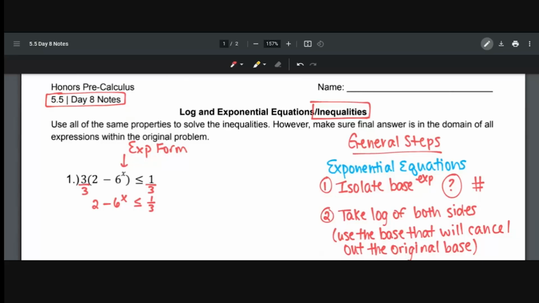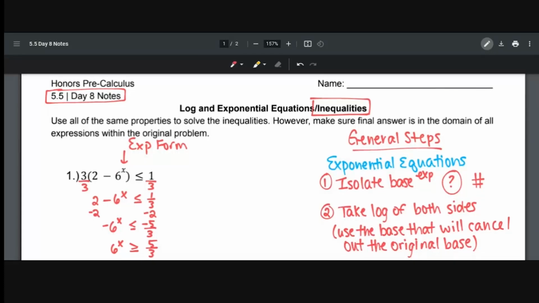Then I'm going to undo the 2. So I'm going to minus 2 from both sides. And that gives me negative 6 to the x is less than or equal to 1/3 minus 2, which is 1/3 minus 6/3. So negative 5/3. And then I'm going to divide both sides by a -1. And that's going to give me 6 to the x is greater than or equal to 5/3. So don't forget, when you multiply or divide by a negative number, you will end up flipping your inequality symbol. So that's why it becomes greater than or equal to.